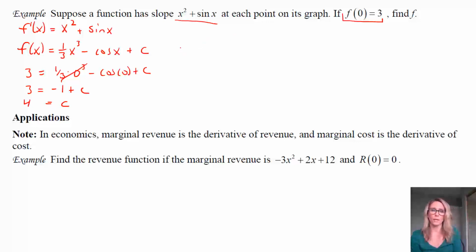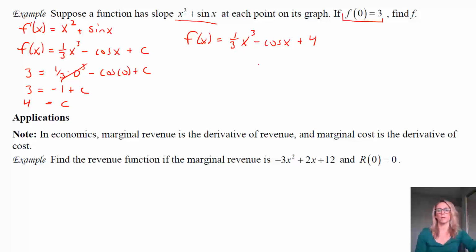And so now I can just write my function with that c. So 1/3 x cubed minus cosine x plus 4. And you'll find, of course, if we take the derivative, that we get that x squared plus sine x, but that this function also has the fact that f of 0 equals 3.